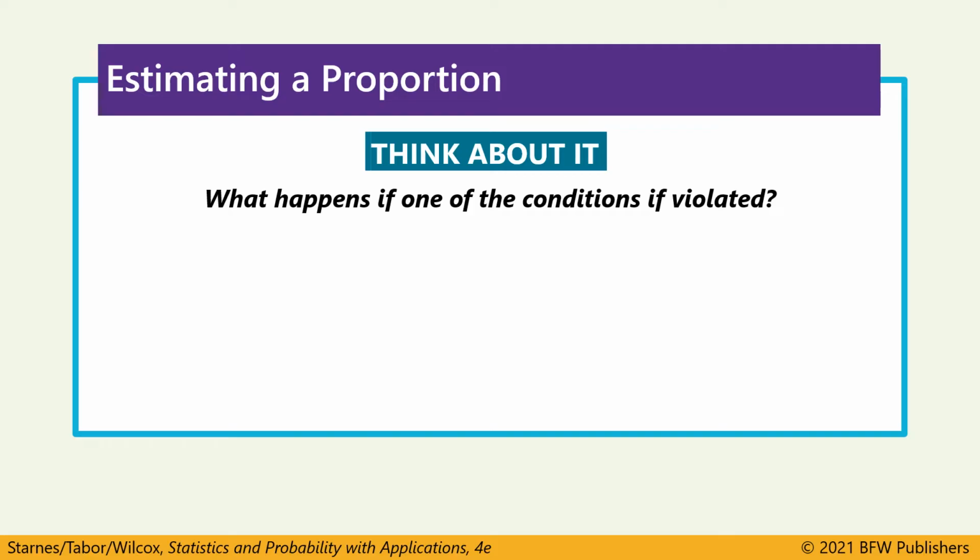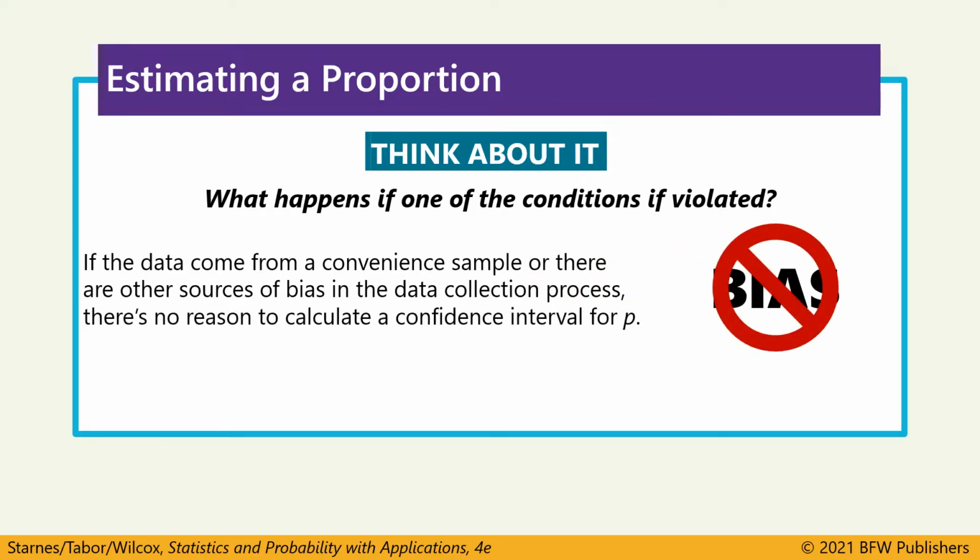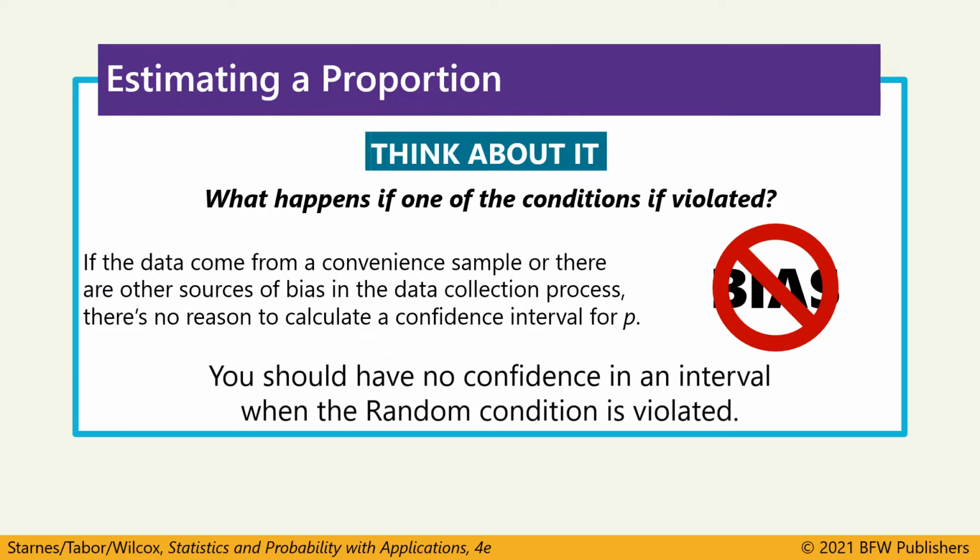But what would happen if one of those conditions were violated? Well, in that case, it's possible that there's some kind of bias present in our data collection process. And since the margin of error doesn't account for bias, there's no reason to create a confidence interval. So in other words, if we have a violation of one of those conditions, we're going to stop the process and not create that confidence interval.